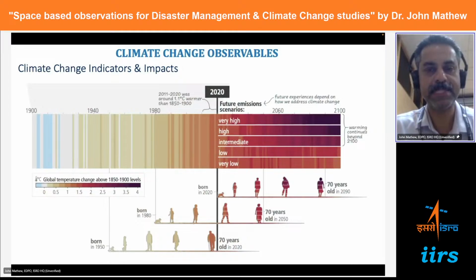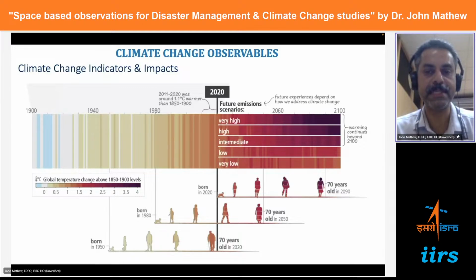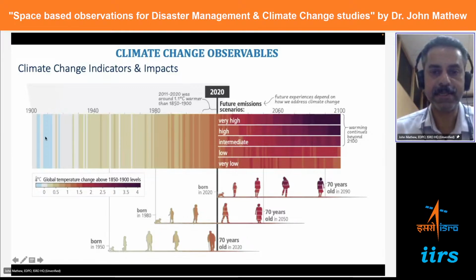This graph, if you see this picturization, is from the IPCC's Sixth Assessment Report. What you see here, up to 2020, there is an increase of about 1.1 degrees Celsius over the pre-industrial period, the average temperature of the pre-industrial period of 1850 to 1900. Now, if the future emissions are not really contained, what is going to happen here? You can see the color coding here. By 2100, by the end of the century, if the emissions are going to be high or very high, you are going to end up with a very high global temperature change over 1850 to 1900.